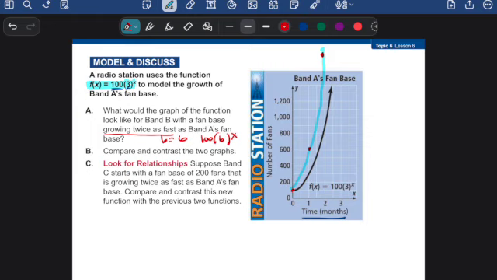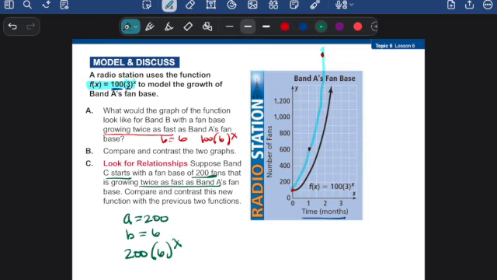Suppose band C, so now we have a new band. Band C starts with a fan base of 200. So now a equals 200. Our initial value is 200, and it's growing twice as fast as band A. So if it's growing twice as fast, its growth factor is also 6. So we could write the equation really quick. 200 times 6 to the x.